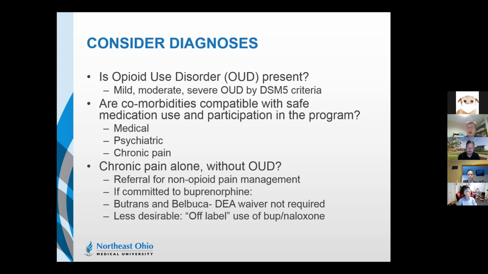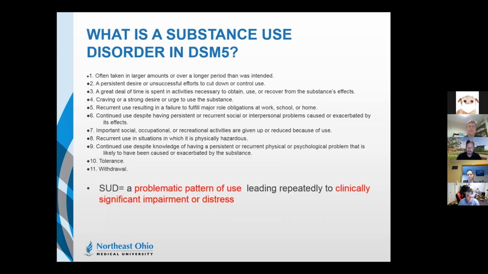Butrans and Belbuca are both approved just for the treatment of chronic pain, and a DEA waiver is not required to prescribe those particular medications, but we shouldn't be prescribing them for opioid use disorder. Less desirable, it's perfectly permitted to use buprenorphine naloxone, the films or the tablets, off-label for pain. I just don't like using things off-label. That's me, so I'd prefer not to do that if I could avoid it.